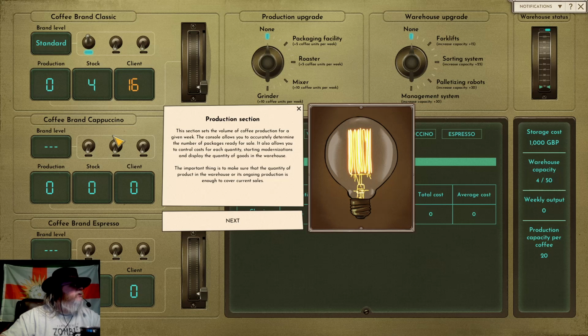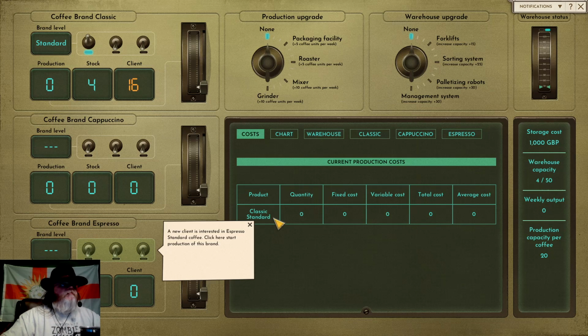Click here to open production. This section sets the volume of coffee for a given week. The console allows you to accurately determine the number of packages ready for sale. It allows you to control costs for each quantity, start modernizations and display the quantity of goods in the warehouse. The important thing is to make sure the quantity of product in the warehouse or its ongoing production is enough to cover current sales. A new client is interested in Espresso Standard coffee. Click here to start.